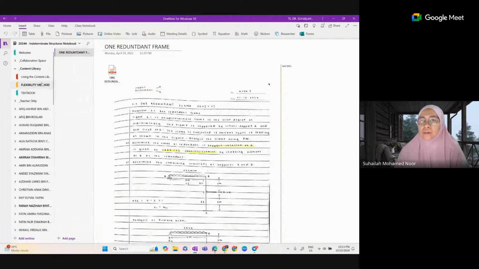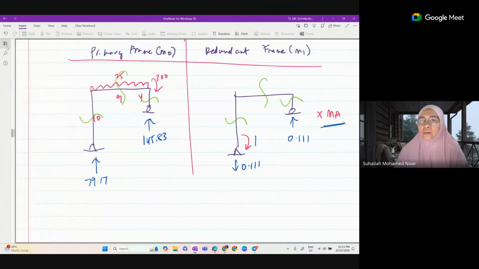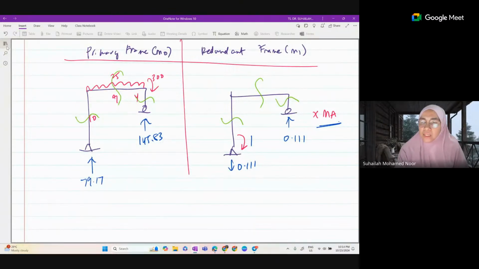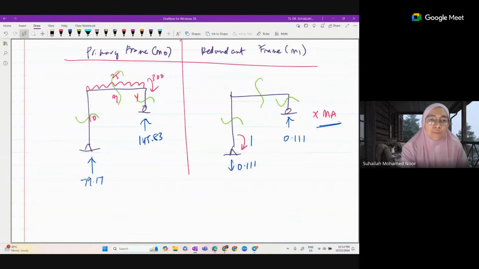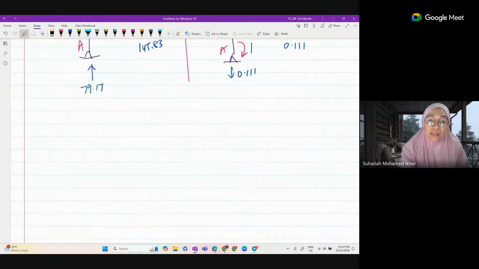Okay, go back to this one. We have 3 cutting sections. We have A, B, C, and D. And we summarize all this into table form. We list all the members.